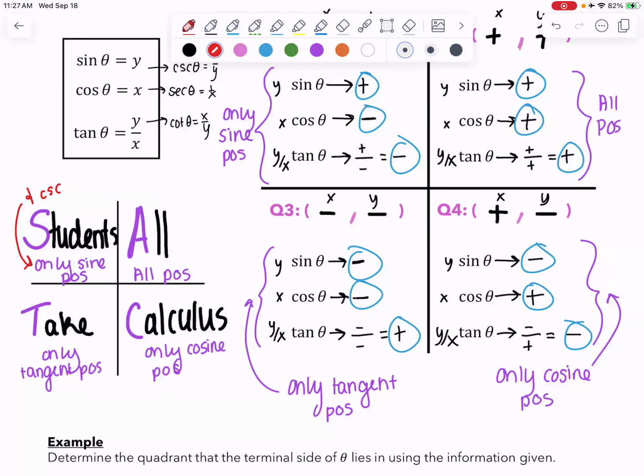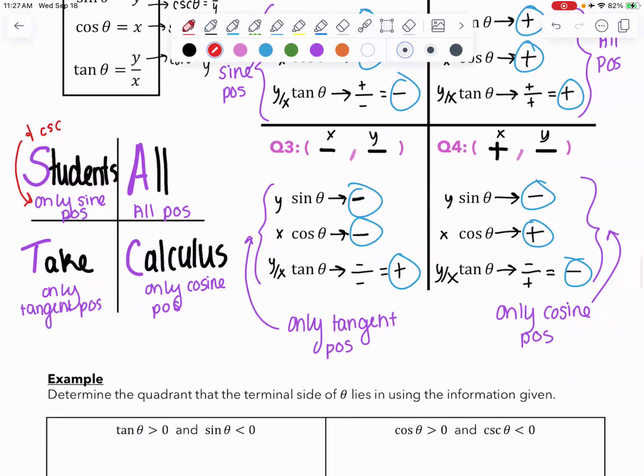I don't know why it keeps doing that. It keeps on doing a little thing. I hope that doesn't show up in the recording.